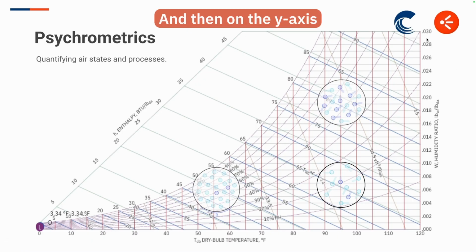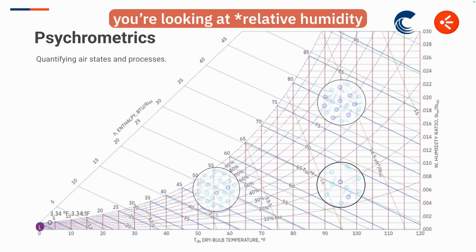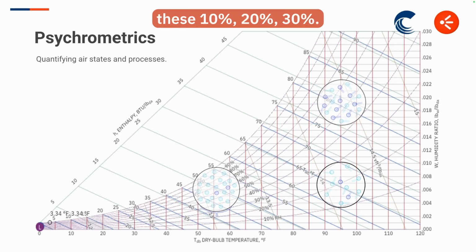And then on the y-axis here, this is the humidity ratio. So going from bottom to top, straight up, this is the ratio of water vapor to air. Humidity ratio is not the same thing as relative humidity. When we use the word humidity in everyday plain speak, we're talking about relative humidity, not the humidity ratio. When you check the weather, you're looking at temperature, dry bulb, and humidity, which is expressed as these 10%, 20%, 30% here.